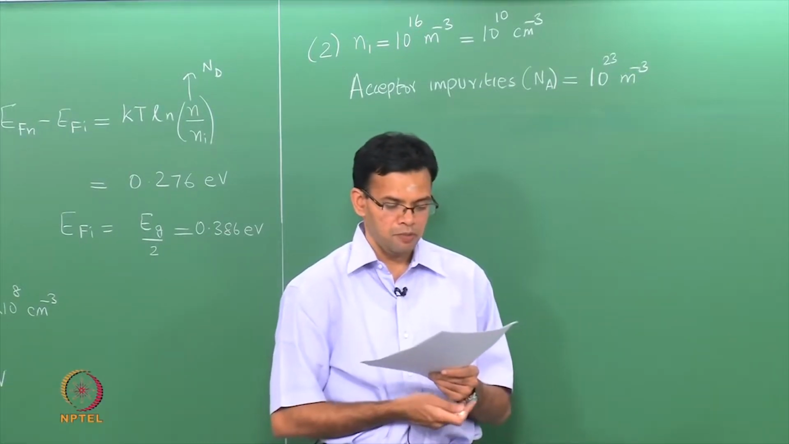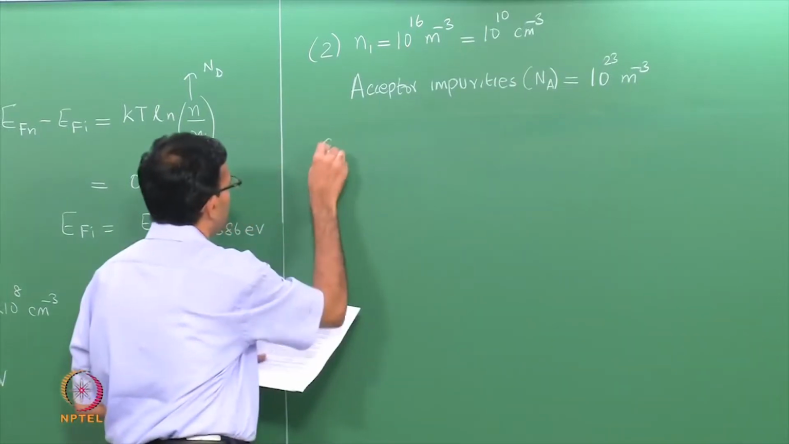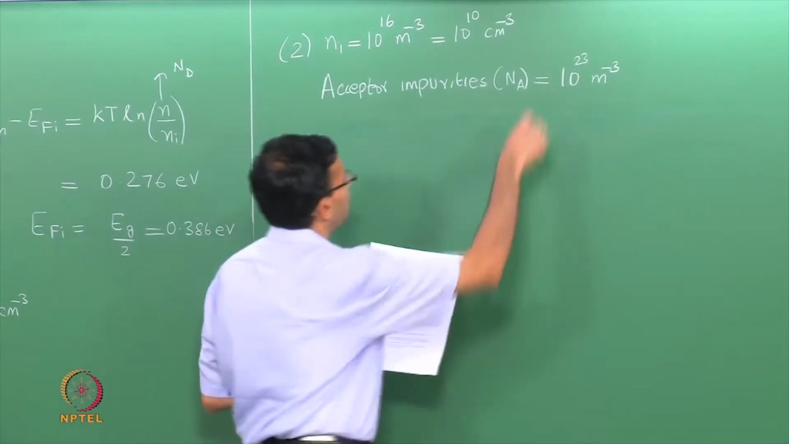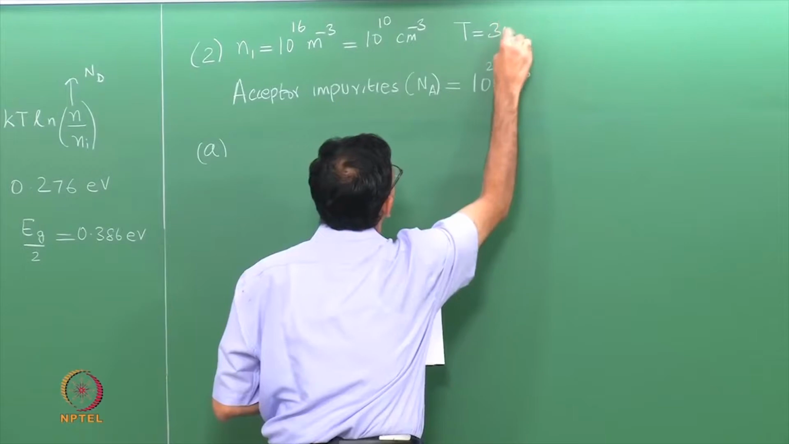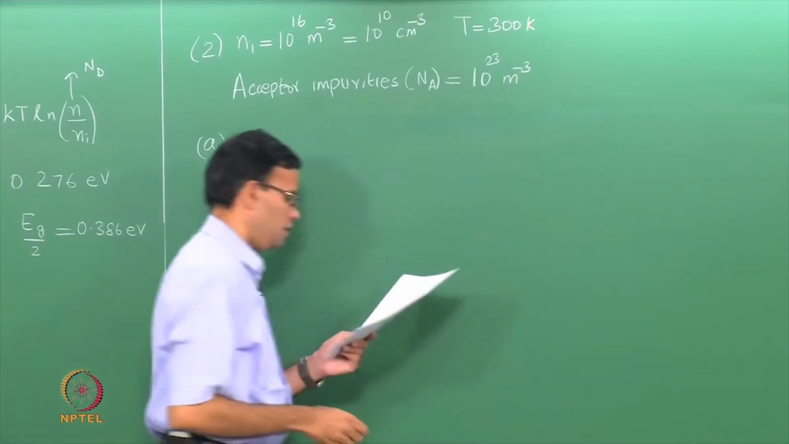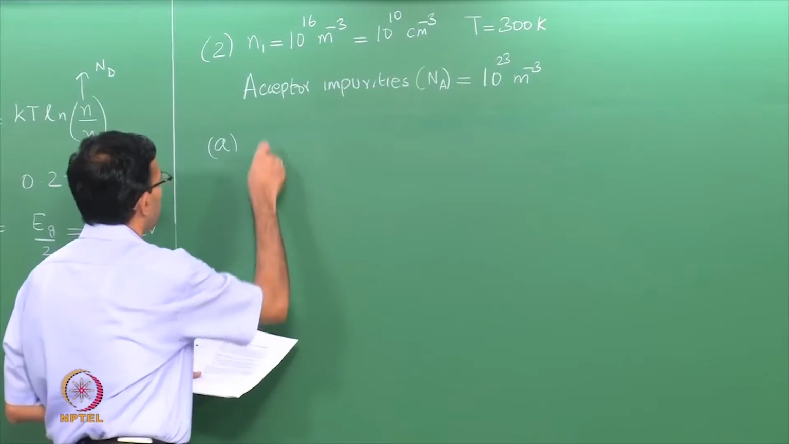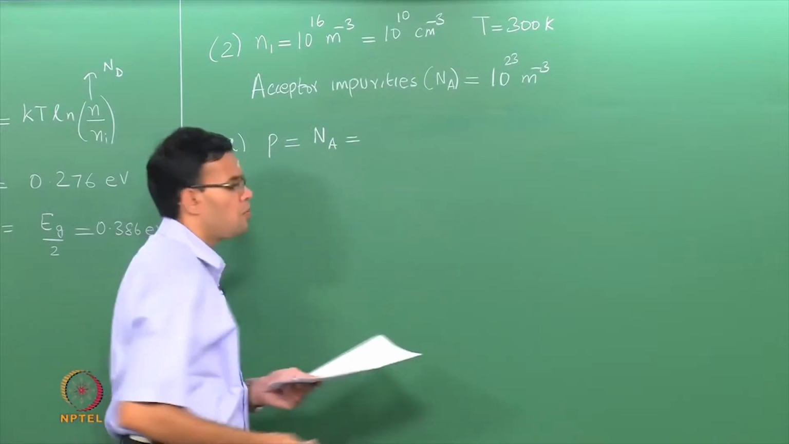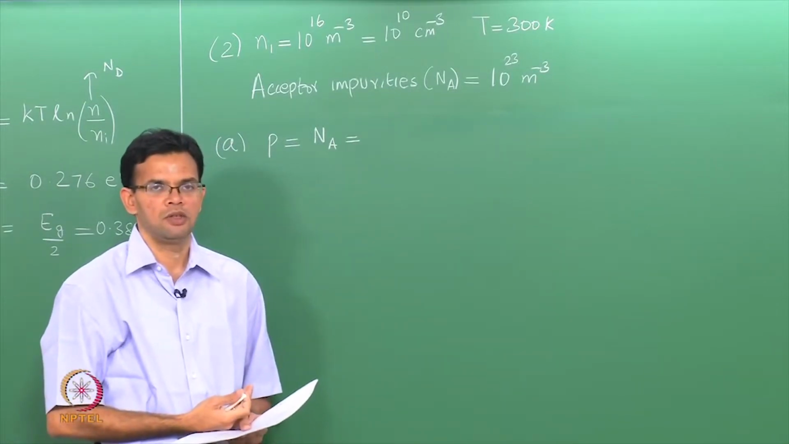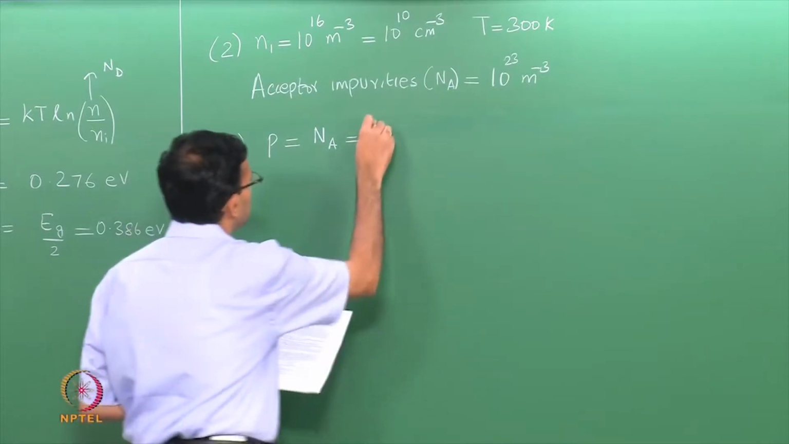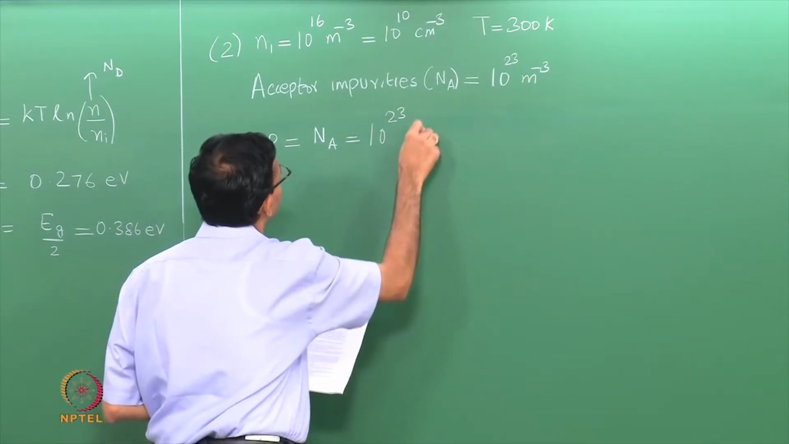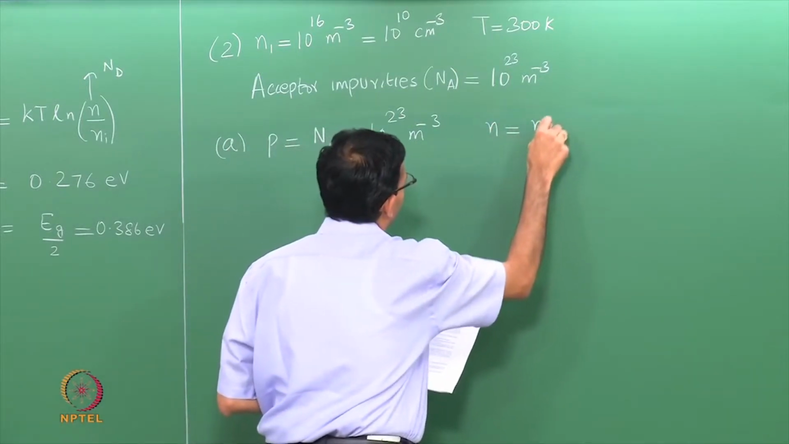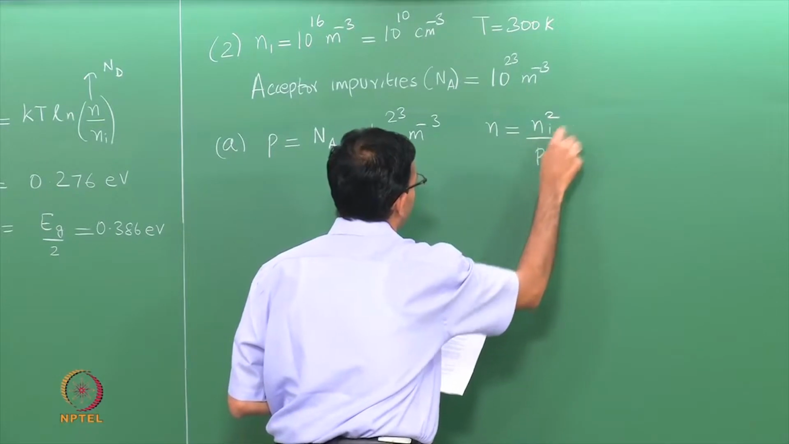So, we have acceptor impurities. Once again we want to calculate the electron and hole concentration. The temperature is given, it is 300 Kelvin. Na is fully ionized, so all the acceptors are ionized. So, P, which is the hole concentration, is equal to Na, is equal to 10 to the 23 per meter cube. For N, we can again use the law of mass action.